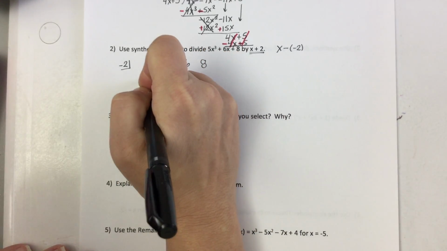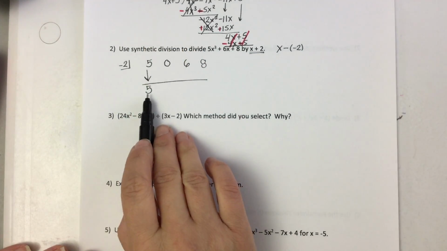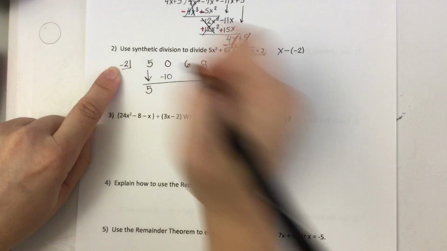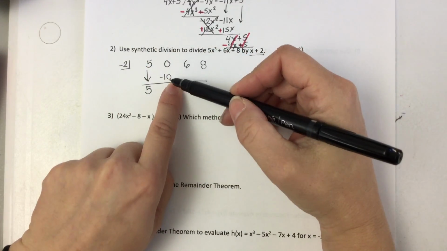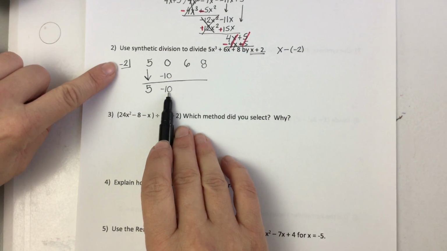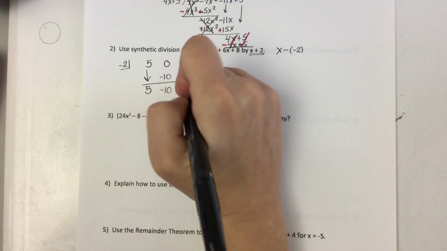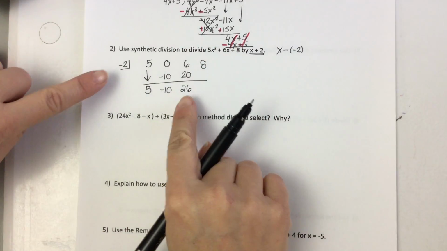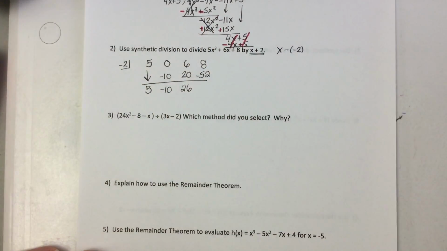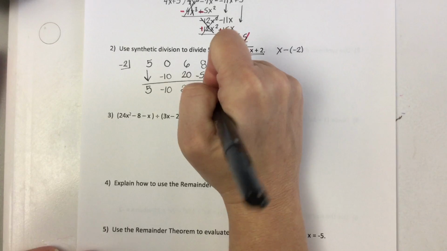With synthetic division, you always carry down the first term. So I bring down the 5. You take the value on the bottom and you multiply it by the number in the box. Positive 5 times negative 2 is negative 10. Now you add these two. 0 plus negative 10 is negative 10. Multiply. Negative 10 times negative 2 is positive 20. Add these. 20 plus 6 is 26. Multiply. 26 times negative 2 is negative 52. If I add these, 8 plus negative 52, I have negative 44.